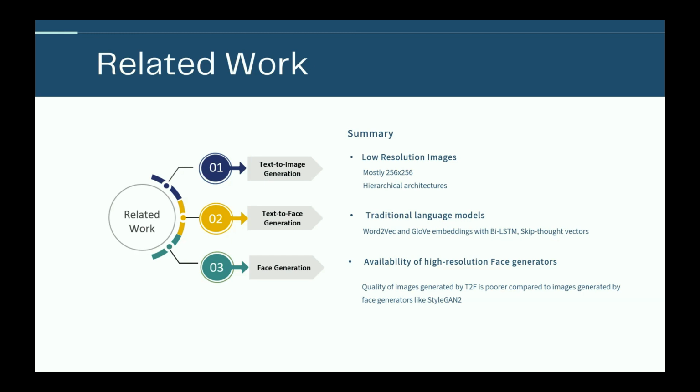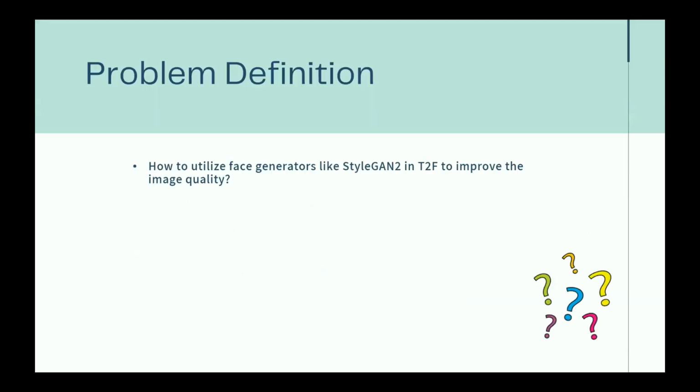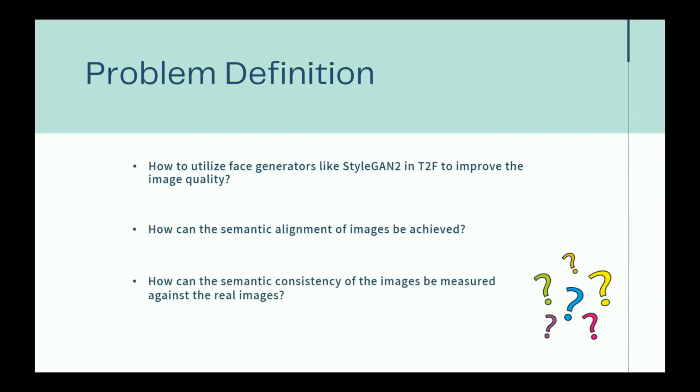So based on these things, these were the questions that we tried to address. First thing was how to utilize high-resolution face generators like StyleGAN2 in text-to-face generation to improve the image quality. And in such a case, how can the semantic alignment be achieved? And also, how can the semantic consistency of the real and generated images be measured?